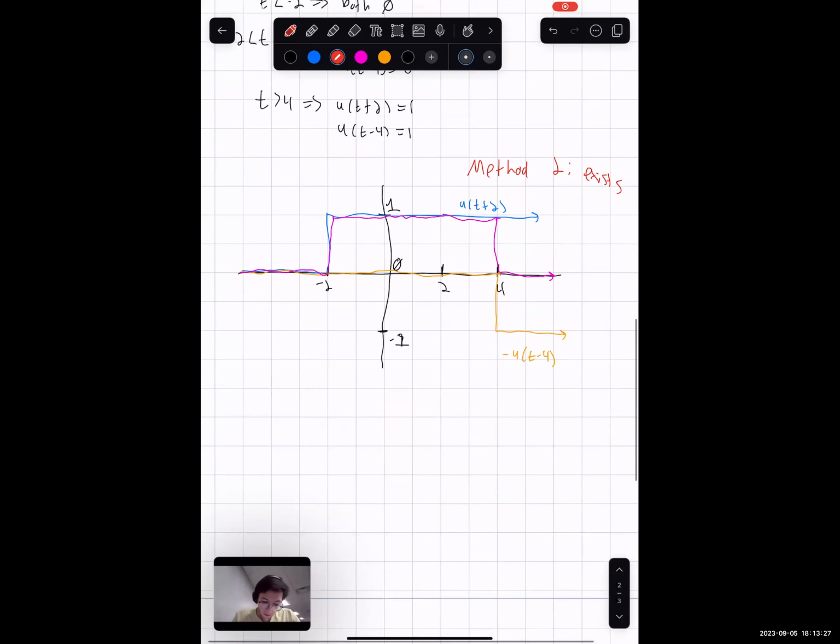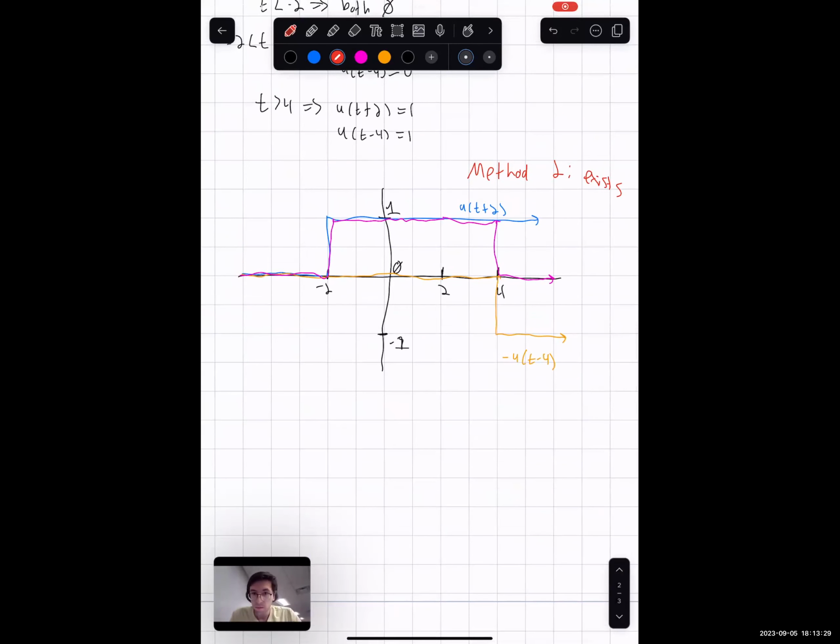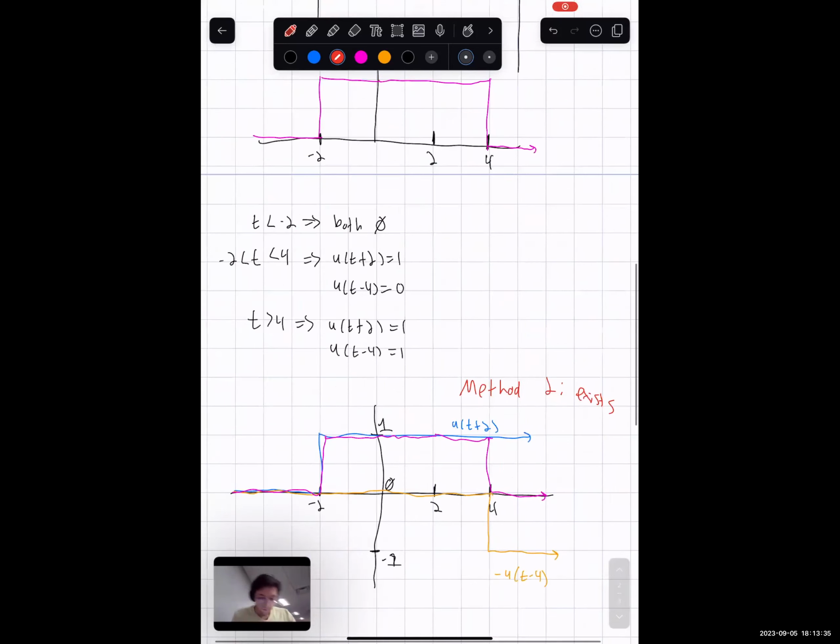Doing something like this, I feel like you're more likely to miss a minus sign or make a silly mistake. So I wouldn't recommend it, but it exists. Okay. Any questions? We're feeling good.